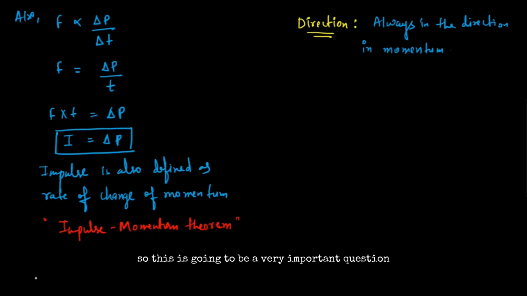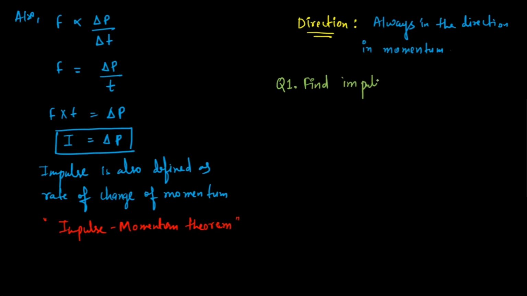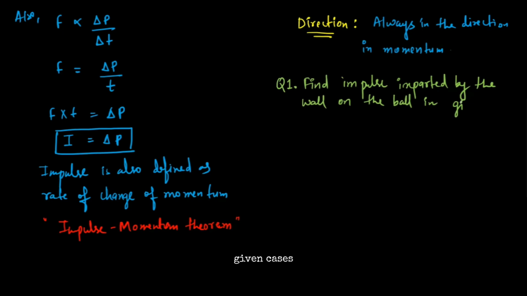So this is going to be a very important question. If you understand this question well, and if you get to know how everything works, this topic is going to become super easy. Again, this topic involves only vector application. If you have prior knowledge of vectors, this topic is going to become very easy. So how are we supposed to do this? The question says: find the impulse imparted by the wall on the ball in the given cases.